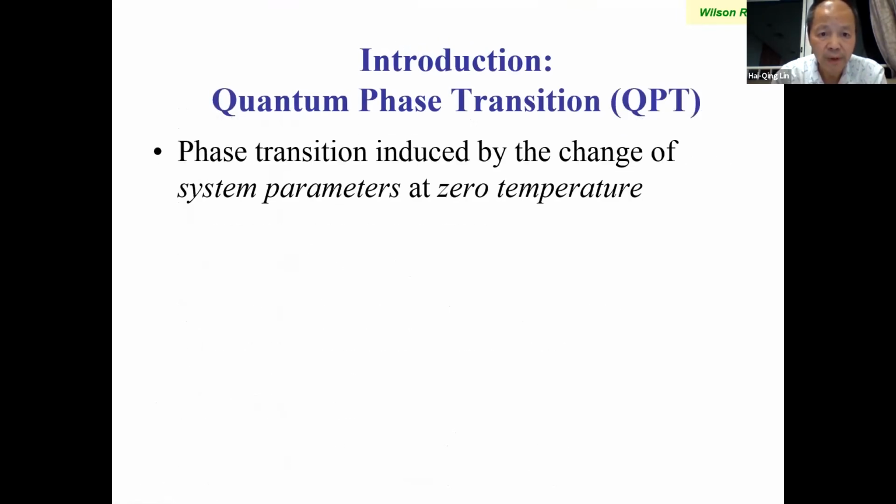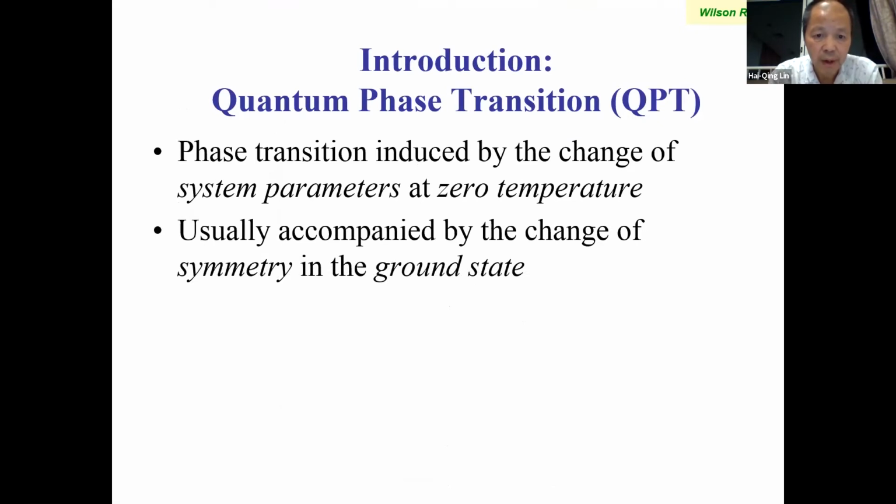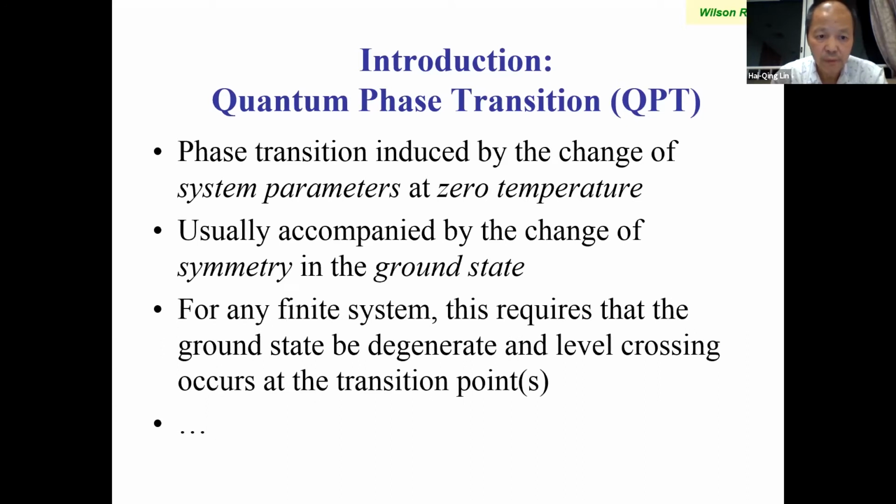So the quantum phase transition is a phase transition induced by the change of system parameters at zero temperature. Usually it will be accompanied by a change of symmetry in the ground state. Now, if you do computation, so you work with a finite system, then it requires that either the ground state is degenerate or there's a level crossing at a transition point.